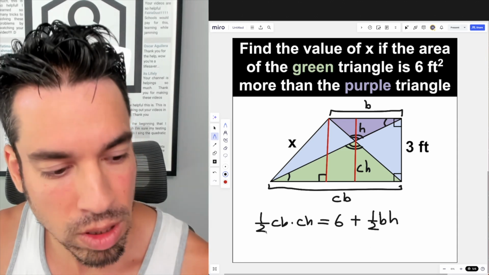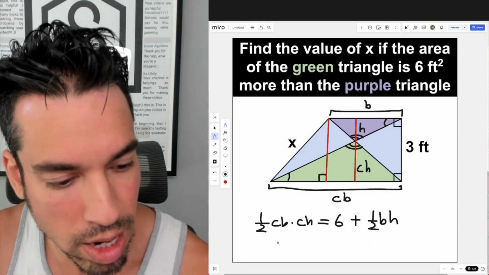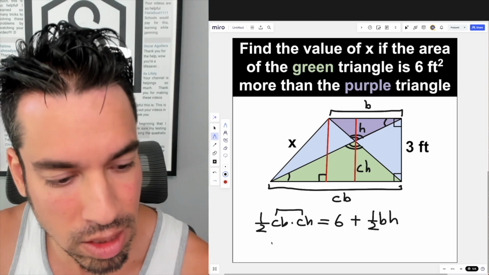Now before we go forward, I want to simplify this equation a little bit. So I'm going to multiply everything by 2 to get rid of the 1/2, and then I'll also combine these guys. C times C is C squared.